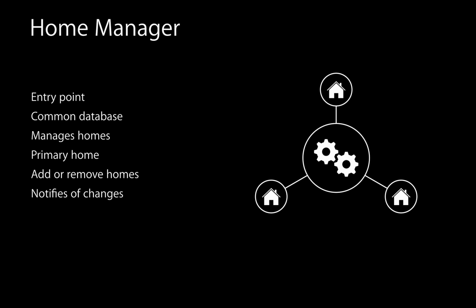Let's get into some of the details. So to get started with HomeKit, your entry point is the Home Manager. The Home Manager provides your pointers to the common database accessed through the homes. The Home Manager allows your application to manage the homes, which one is primary, adding or removing homes as necessary, and will notify you of changes. Now, for example, somebody might have, for whatever reason, multiple homes set up. Those might change. This is where you would get notified about that, so you can start updating your application to match what the user knows they have.